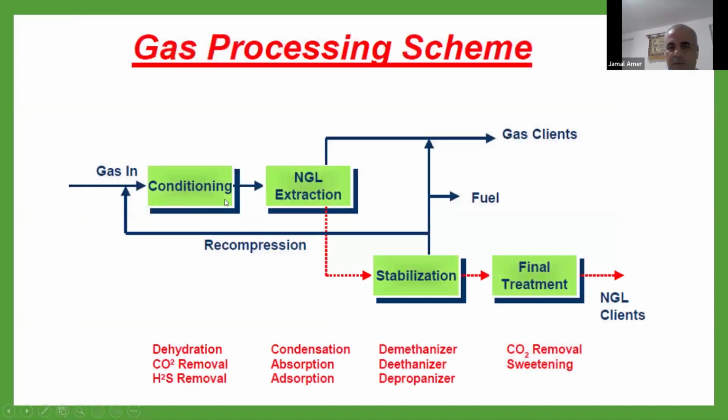Here also we have a simple summary: gas conditioning and NGL extraction. So gas will be here, gas to client. Here, stabilization can be used as fuel, and some gases get final treatment. So we have dehydration here, CO2 removal, H2S removal, condensation, absorption and adsorption. We have the de-ethanizer here by stabilization, de-ethanizer, debutanizer, final treatment, CO2 removal, sweetening.